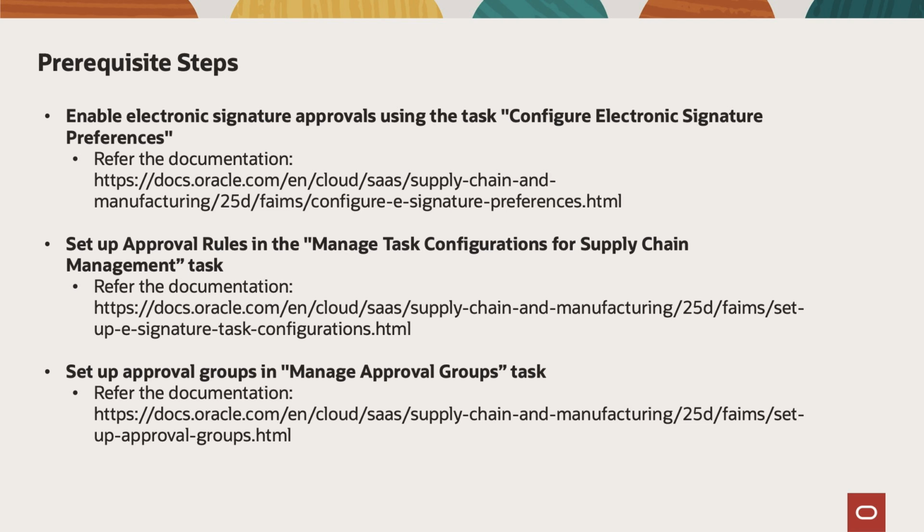Finally, approval groups must be set up using the Manage Approval Groups task. These groups define who is authorized to approve electronically signed transactions. Once these prerequisites are in place, electronic signatures and electronic records can be used seamlessly during production execution. With that setup complete, we can now move on to the demo.